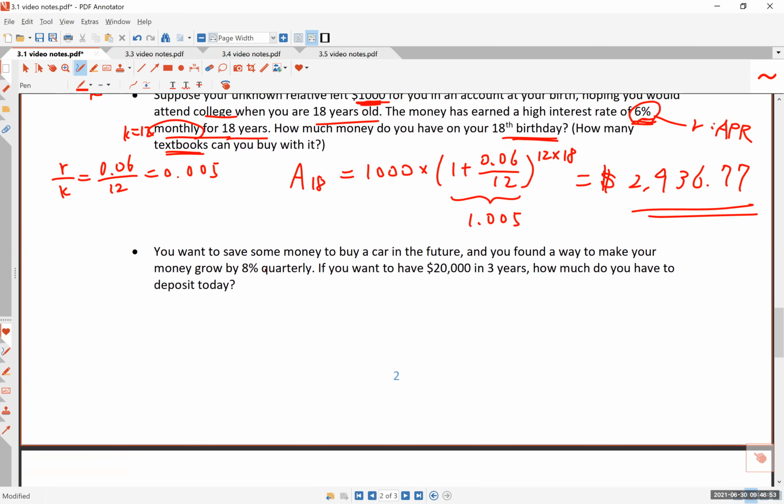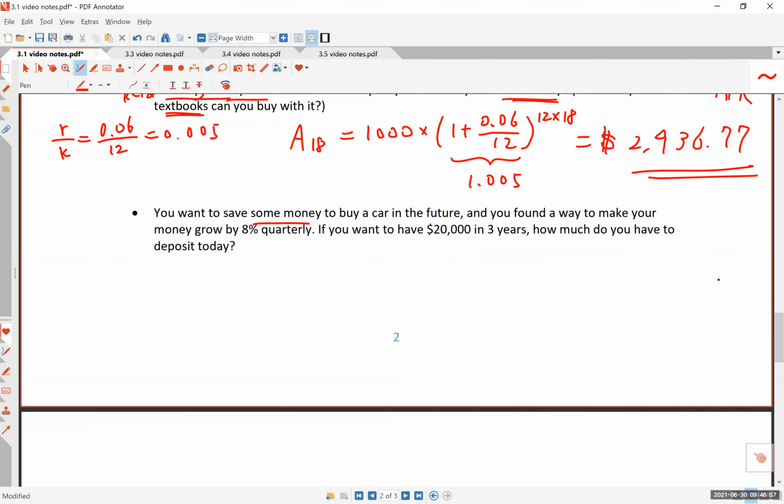Okay, this is a slightly different kind of question. I think you will have a question like this in your homework. You want to save some money to buy a car in the future, and you found a way to make your money grow by 8% quarterly. That's good. Let's go ahead and identify what this is telling us. Your annual percentage rate, R, is 8%.